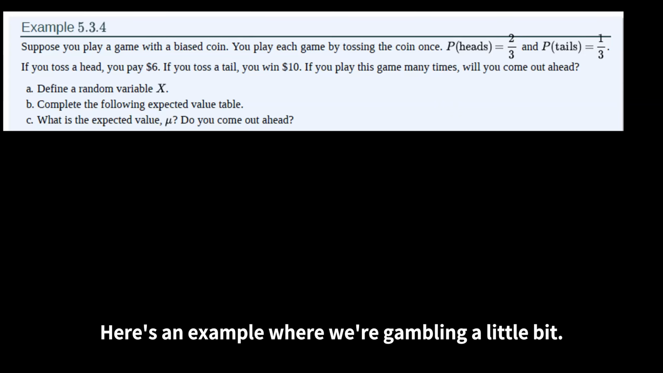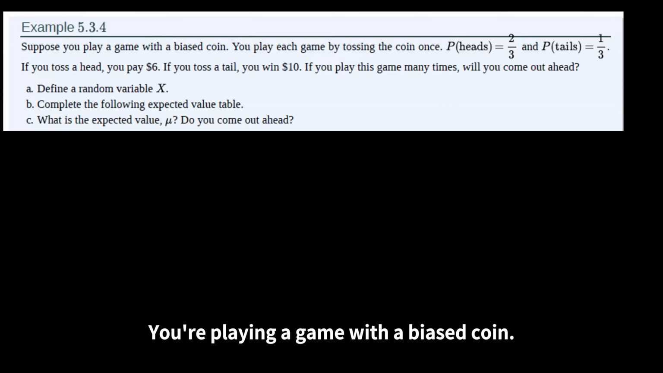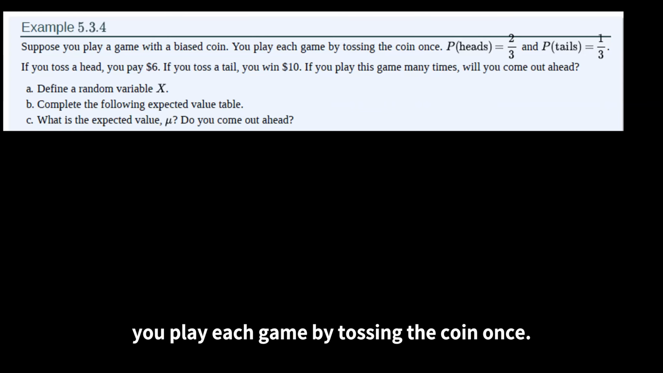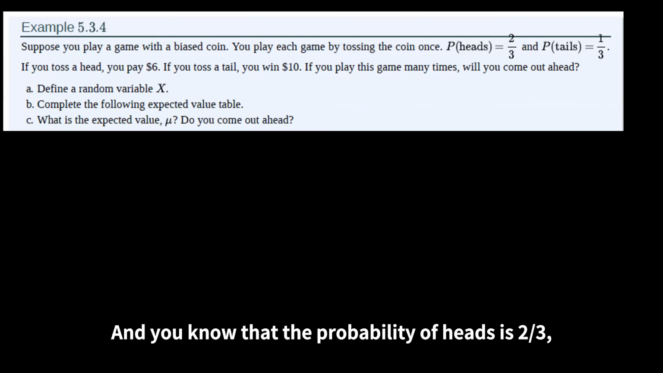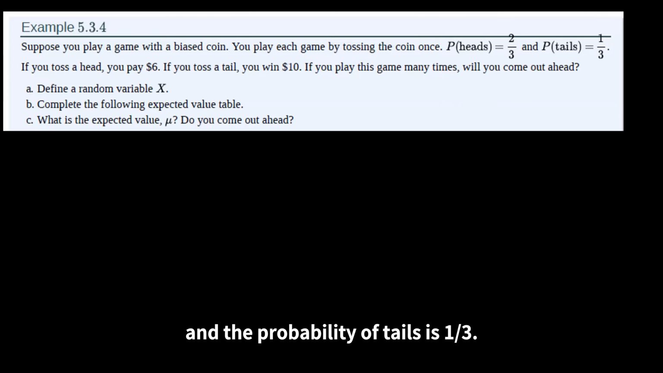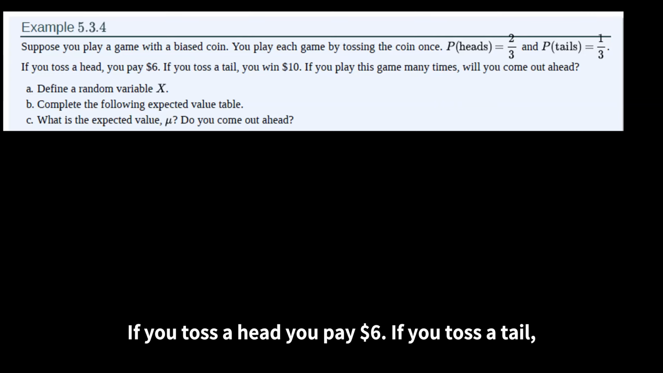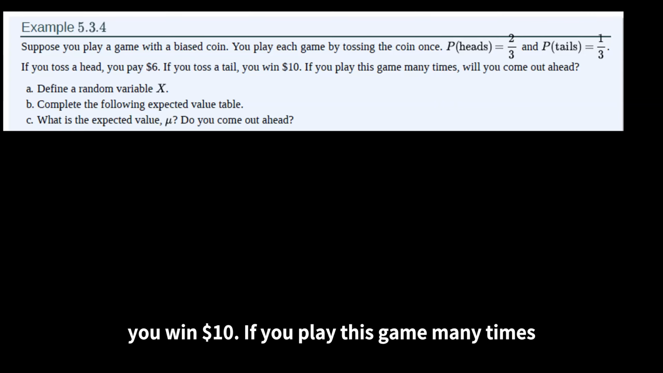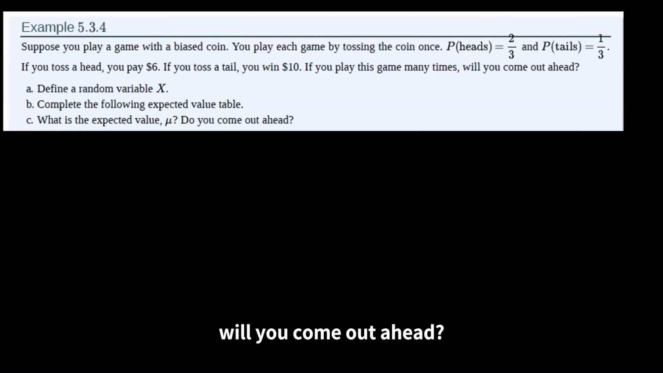Here's an example where we're gambling a little bit. You're playing a game with a biased coin. You play each game by tossing the coin once. And you know that the probability of heads is 2/3 and the probability of tails is 1/3. If you toss a head, you pay $6. If you toss a tail, you win $10. If you play this game many times, will you come out ahead?